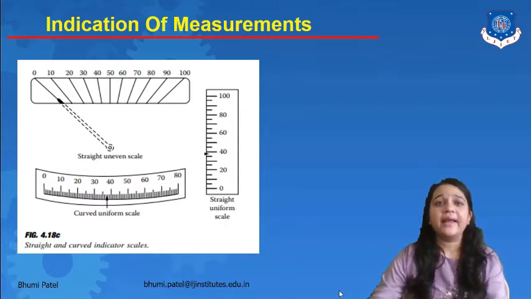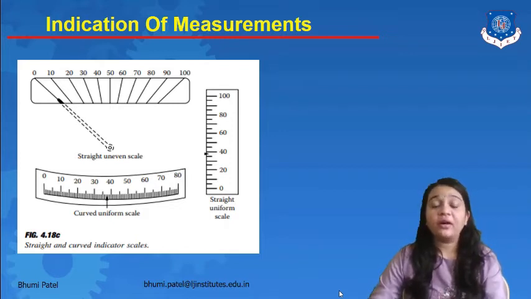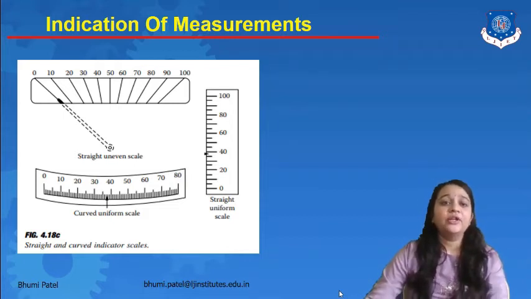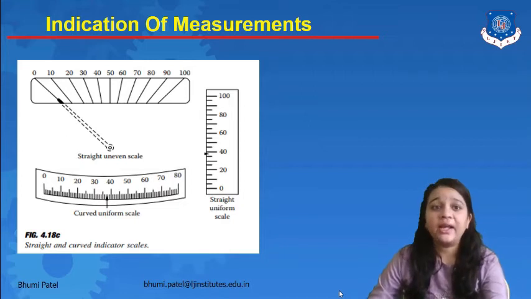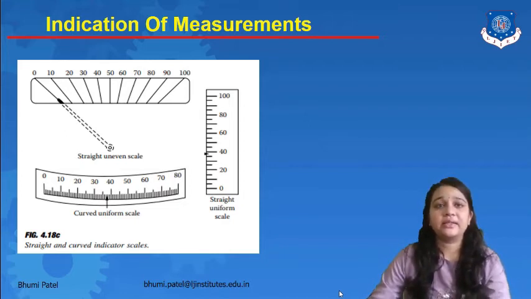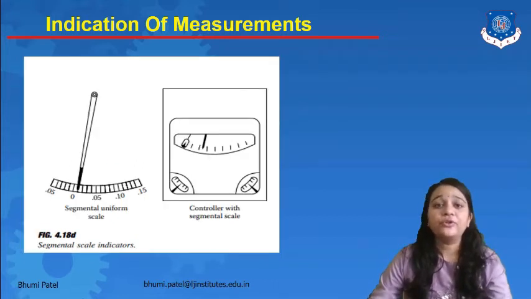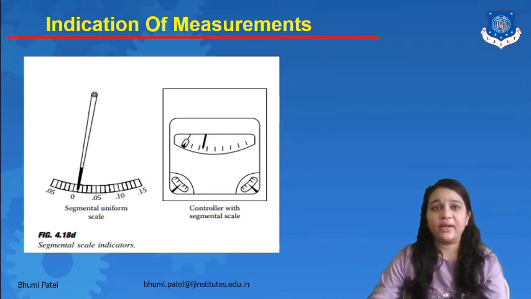This is the diagram of the indication of measurement. Here you can see that we can use a straight uneven scale. We can also use a curved uniform scale and a straight uniform scale. This is the diagram for the straight and curved indicator scales. Now this is the diagram of the segmental scale indicator. We can also use this type of indicator for a controller with a segmental scale.